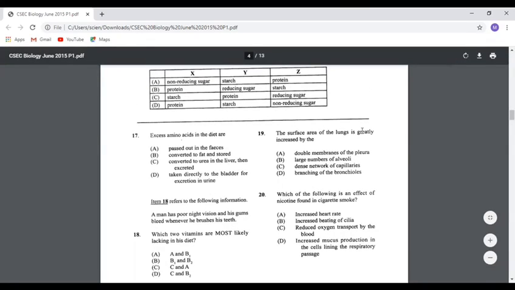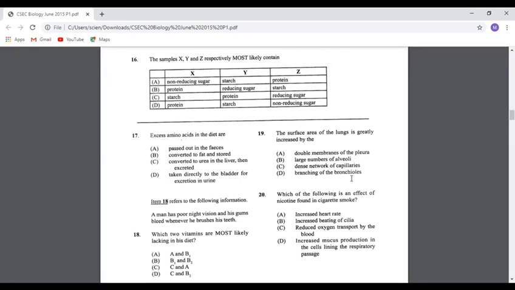The surface area of the lung is greatly increased by A, double membranes of the pleura, B, large numbers of alveoli, C, dense network of capillaries, and D, branching of the bronchioles. So the answer would be B, large number of alveoli. Question 20. Which of the following is an effect of nicotine found in cigarette smoke? A, increased heart rate, B, increased beating of the cilia, C, reduced oxygen transport by the blood, D, increased mucus production in the cells lining the respiratory passage. The answer would be A, increased heart rate.